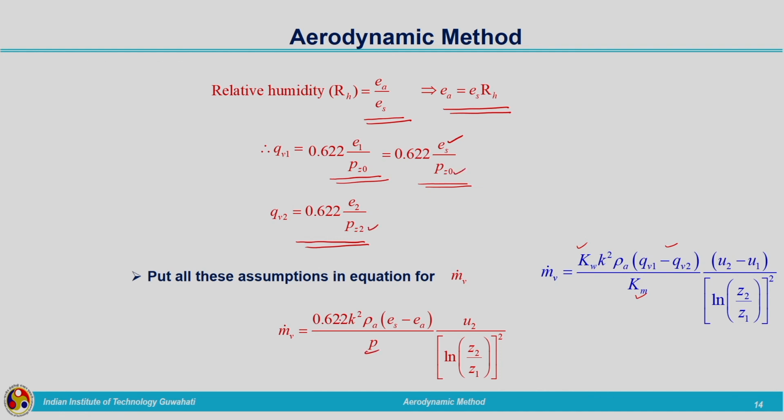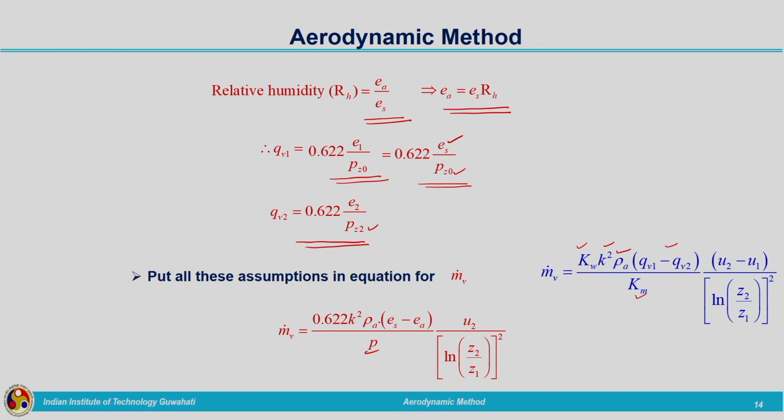So, it will be 0.622 K square, this K square is coming from here, rho A, instead of QV1 minus QV2, we got the expression 0.622 ES minus EA divided by P. So, you may get confused where this PZ2 and PZ0 have gone. It has been assumed to be the atmospheric pressure. So, that is represented by P, which is not varying, that variation we are not considering.